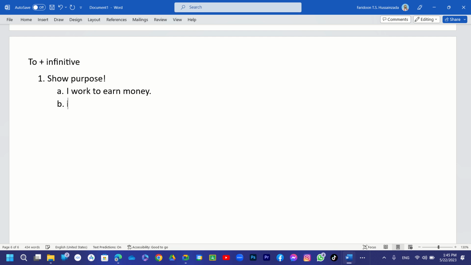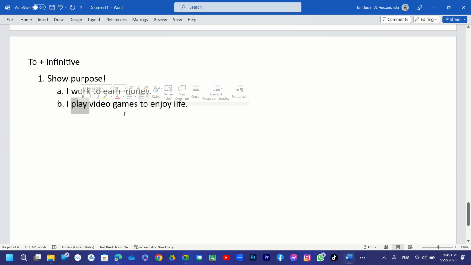Another one: I play video games to enjoy life. See, I play video games to enjoy life. Now you have the main verb here, and you have the to plus infinitive even here after the direct object. Also correct, it gives meaning. I play video games to enjoy life.